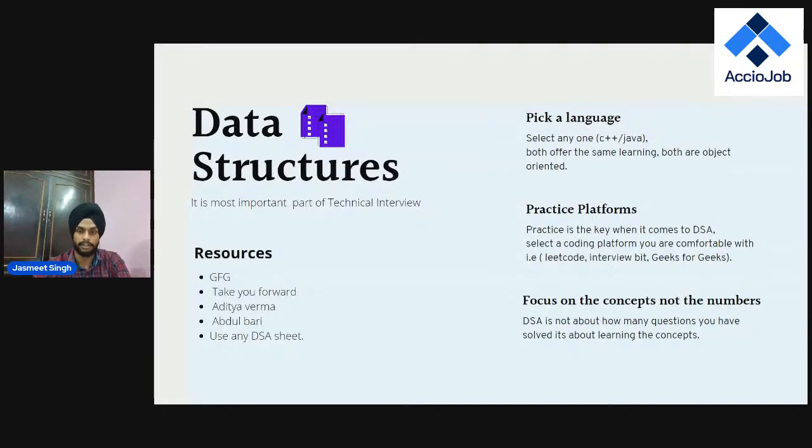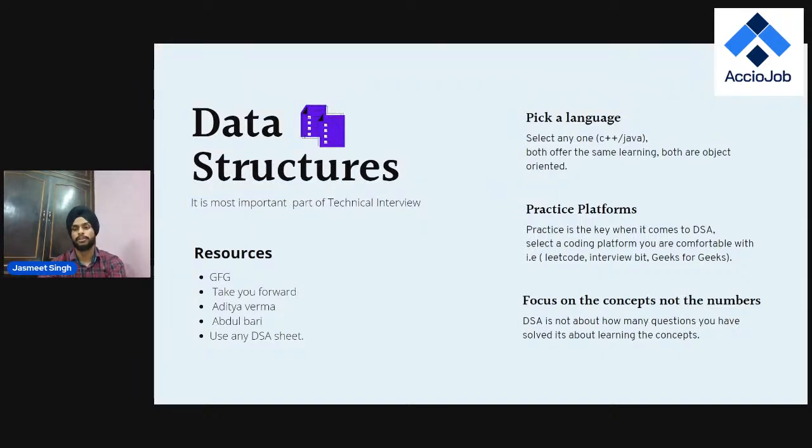Also, they might have a specific round for data structures and then for front end. So yeah, you should prepare for data structures if you are appearing for a front end job. Okay, so let's move to the next part.